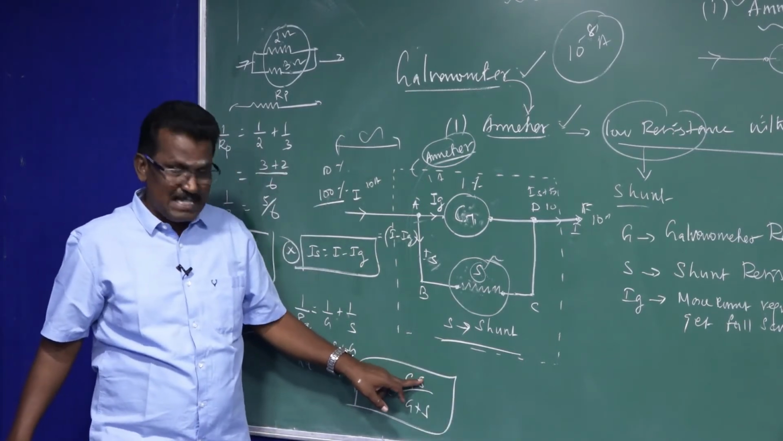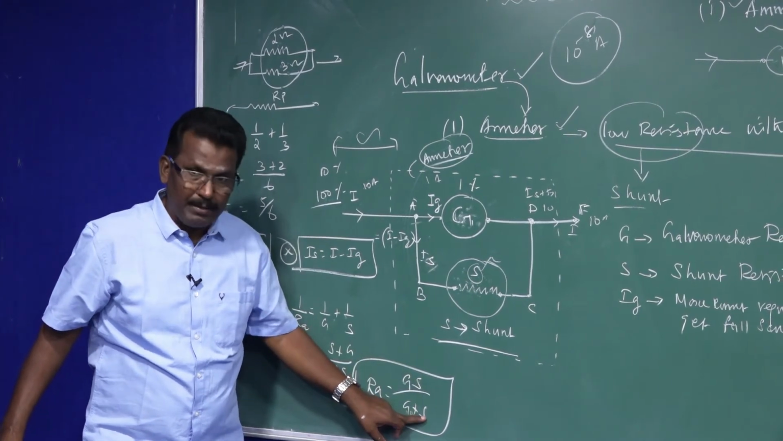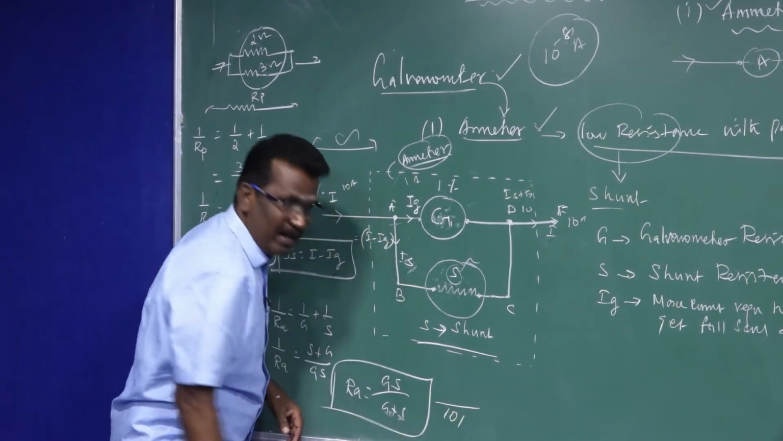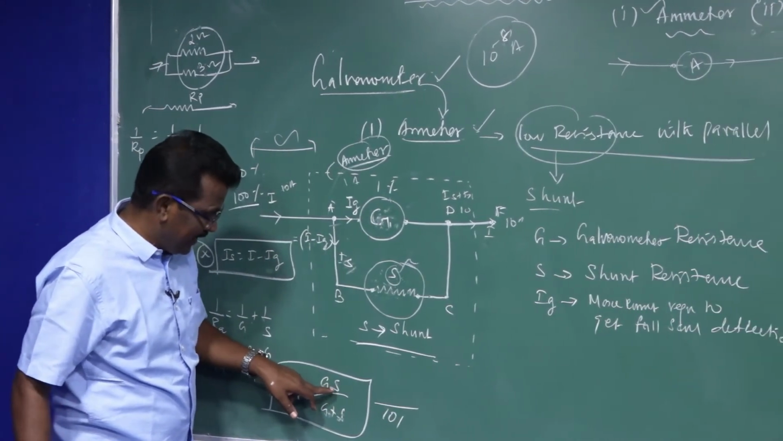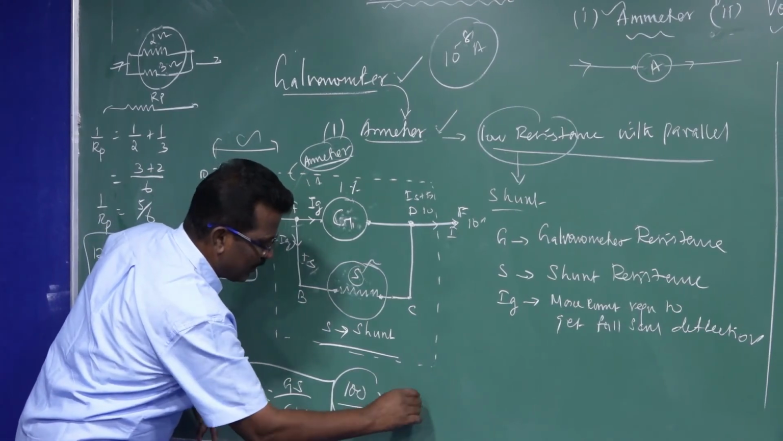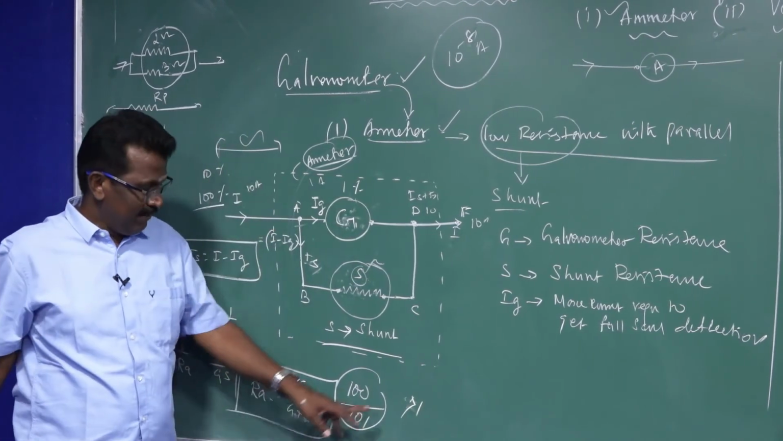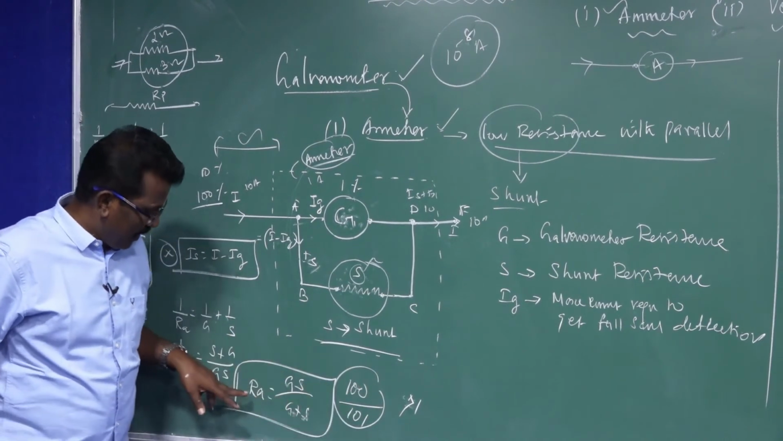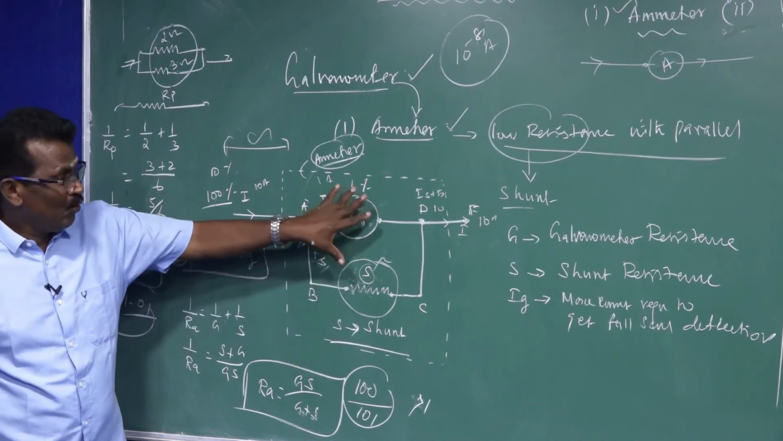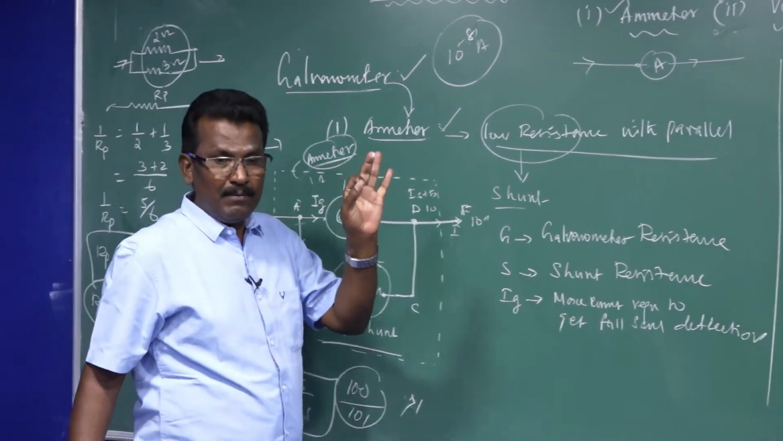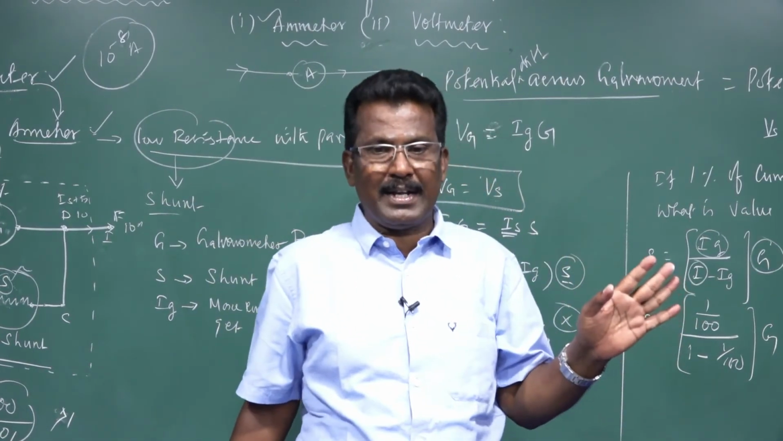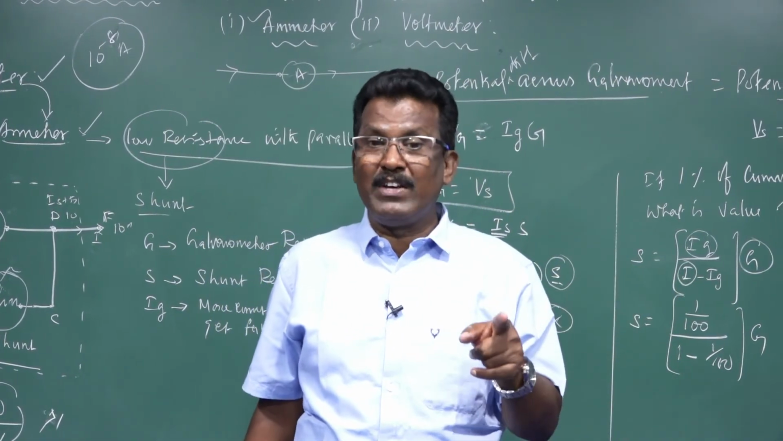G is 100, S is 1 point something, so 100 plus 1, the denominator is 101. The numerator is G into S, which is about 100. So definitely the value is less than 1. So the resistance of the ammeter is always lesser than the least. The ammeter resistance is always very low compared with the shunt connected across it in parallel.